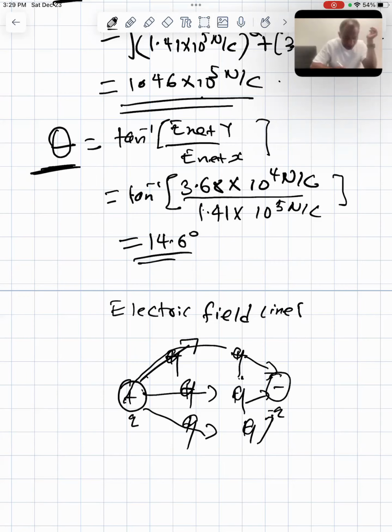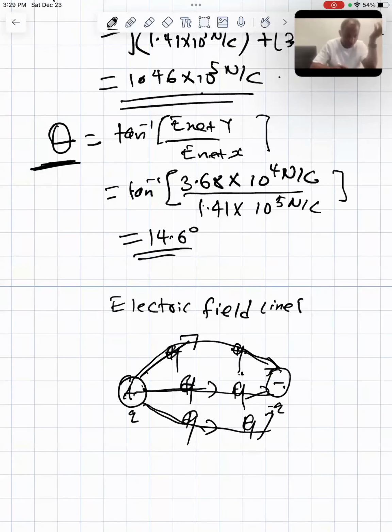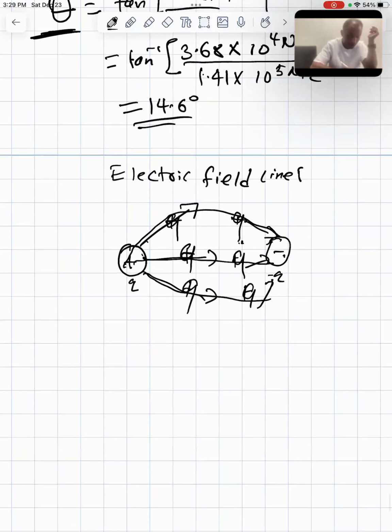So the electric field is going to be from plus to minus. Always, when you have an electric field, it goes from plus to minus. So the direction of the electric field is from plus to minus. Always use a positive test charge to find the direction of the electric field.